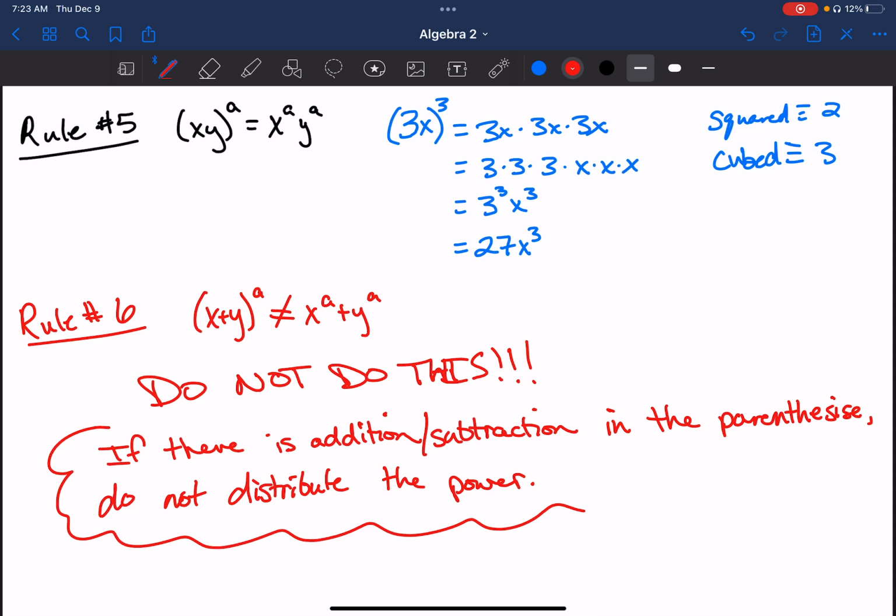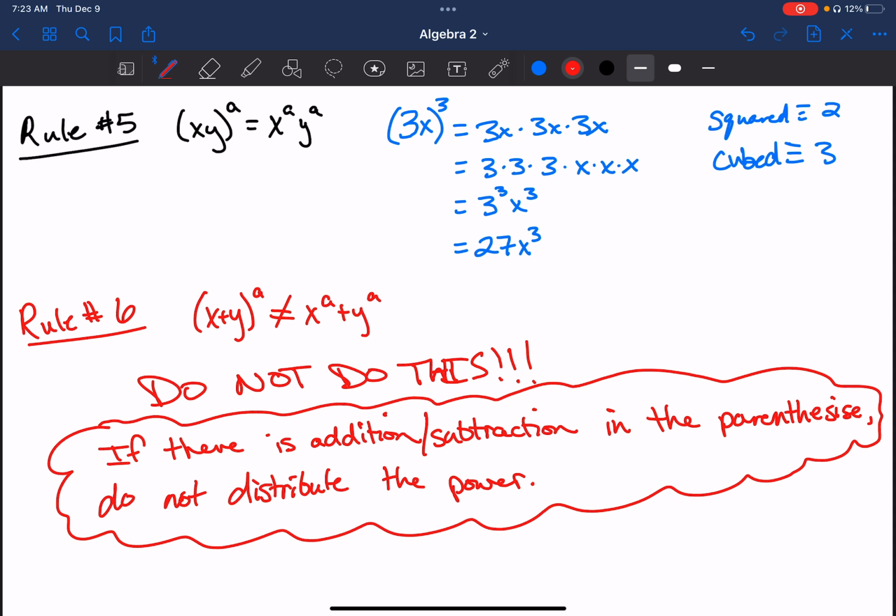Say it out loud. I want you to repeat it 2 or 3 times. That's how important this rule is. Do not distribute the power if there is addition or subtraction in the parentheses. Just multiplication, distribute to your heart's content. If there is addition or subtraction, do not do it.